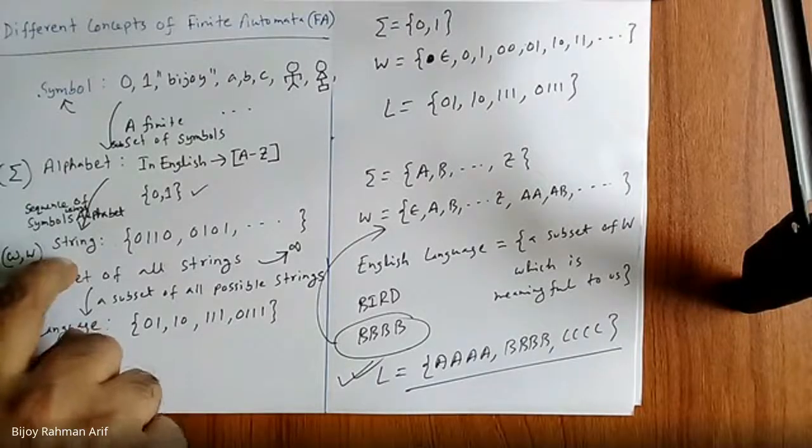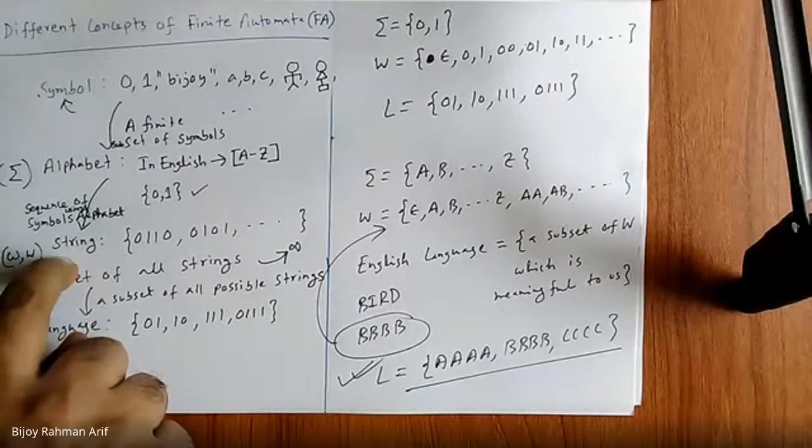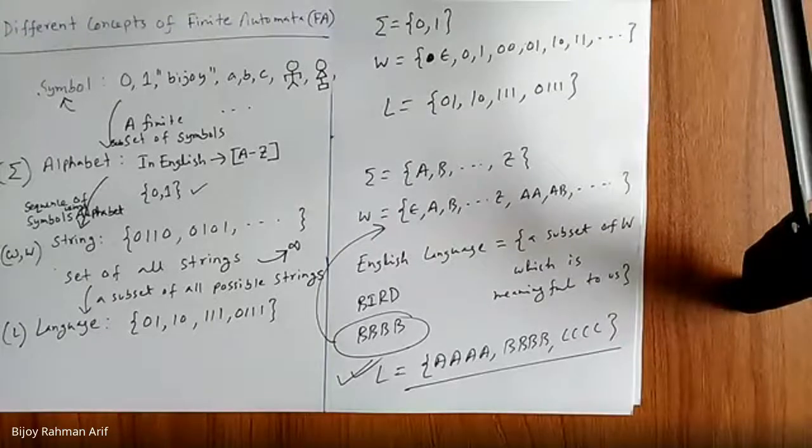It is all about strings. That's why we do not use word. We say string. That's why language is a subset of strings. Yes, that's why there's a difference between human language and machine language. Okay, guys? You can take any subset from all the possible strings, then it would be a language.